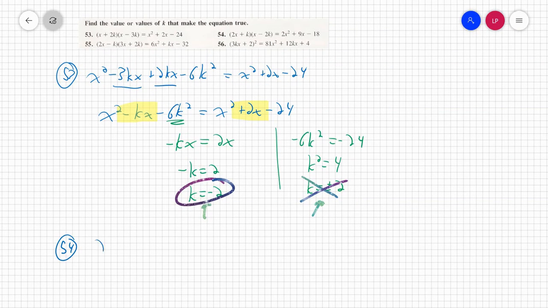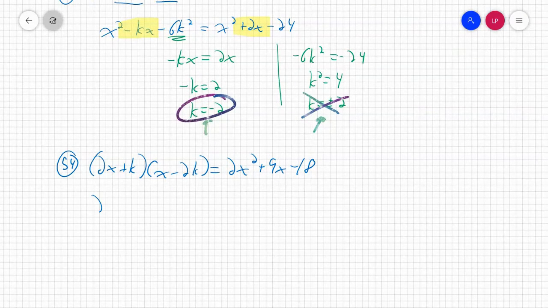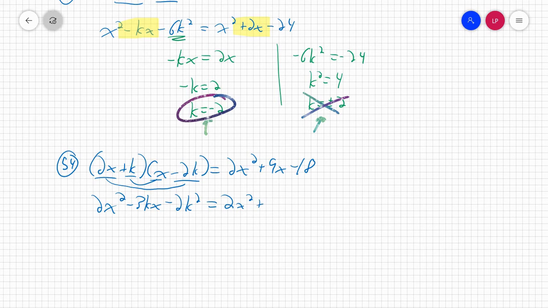54 says that 2x plus k times x minus 2k now needs to be equal to 2x squared plus 9x minus 18. Well, if I multiply out the left side, I get 2x squared. Let's do the outer and inner together now. Minus 2kx plus kx. So minus 2kx and then plus kx is going to be negative 4 plus 1, or negative 3kx. And then do the lasts, we get negative 2k squared. And that needs to be equal to 2x squared plus 9x minus 18.